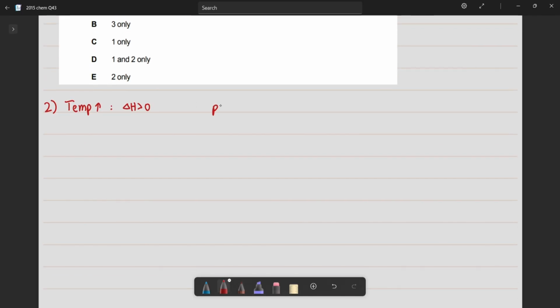So pH, as we know, is equal to minus log of H plus. Okay, so pH is dependent on the concentration of H plus. Meaning if you have more H plus, more hydrogen ion concentration, the pH will decrease, making it more acidic. So it's not going to be exactly neutral where pH is 7.